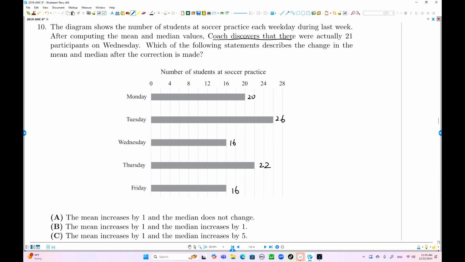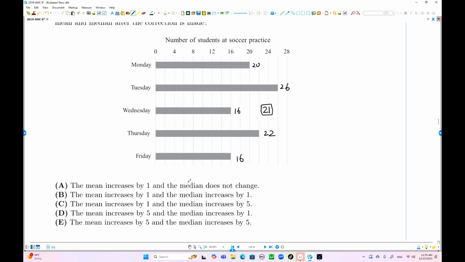But the coach discovers there were actually 21 participants on Wednesday. Wednesday, this one actually is 21. So what happened to their mean and median, right? Just think about this one. 16 plus 5 is 21, right? Because there are 5 days.